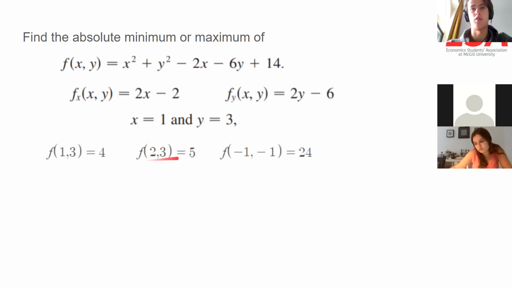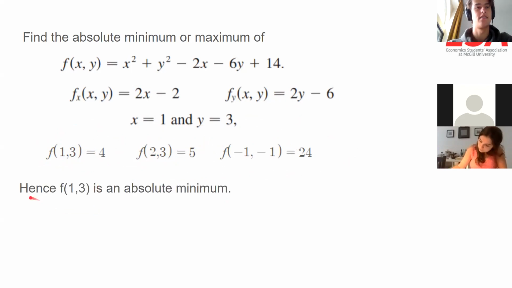And then the value at other points is always larger. You can keep going with the number of different inputs that you want, and you will always see that 4 remains the smallest one. Hence, the value f(1,3) is an absolute minimum.